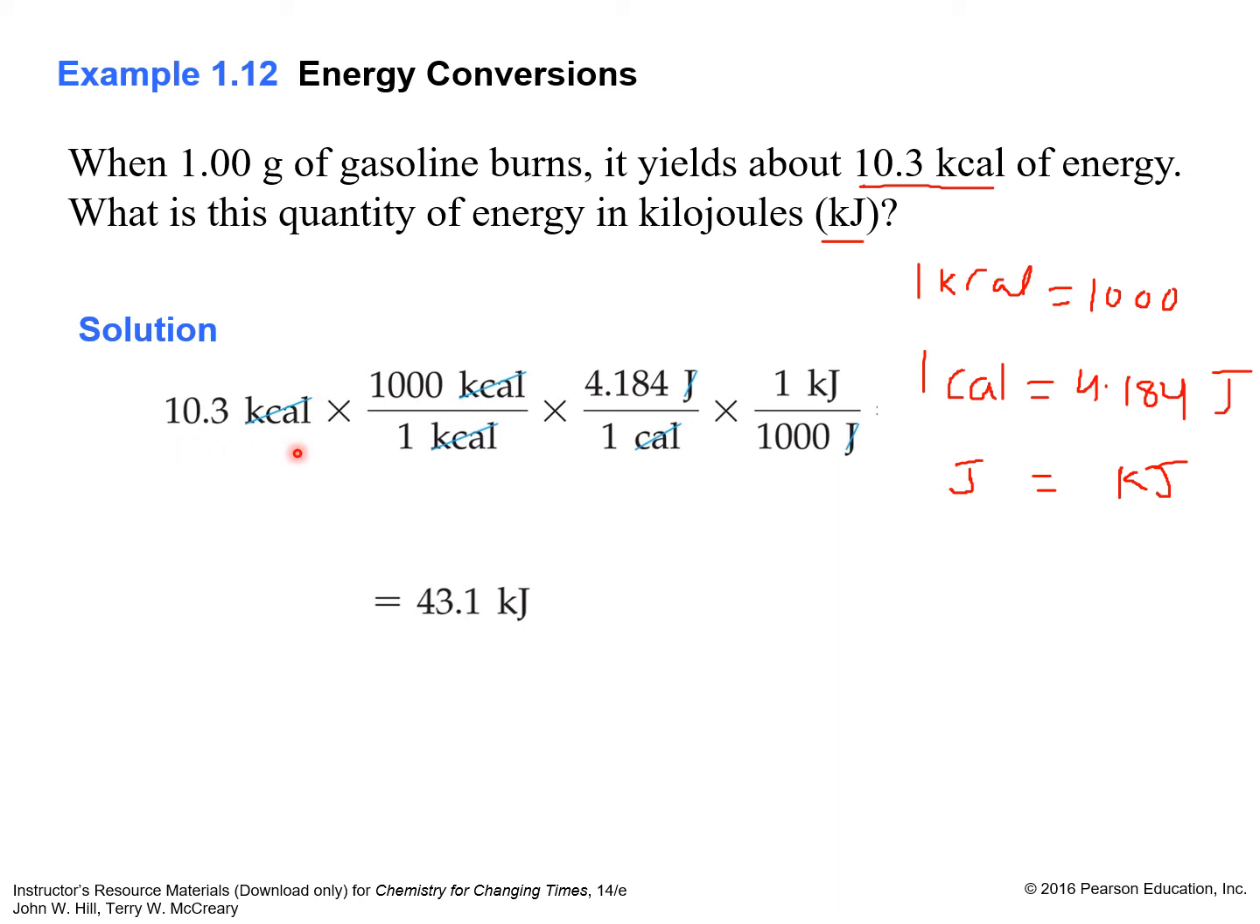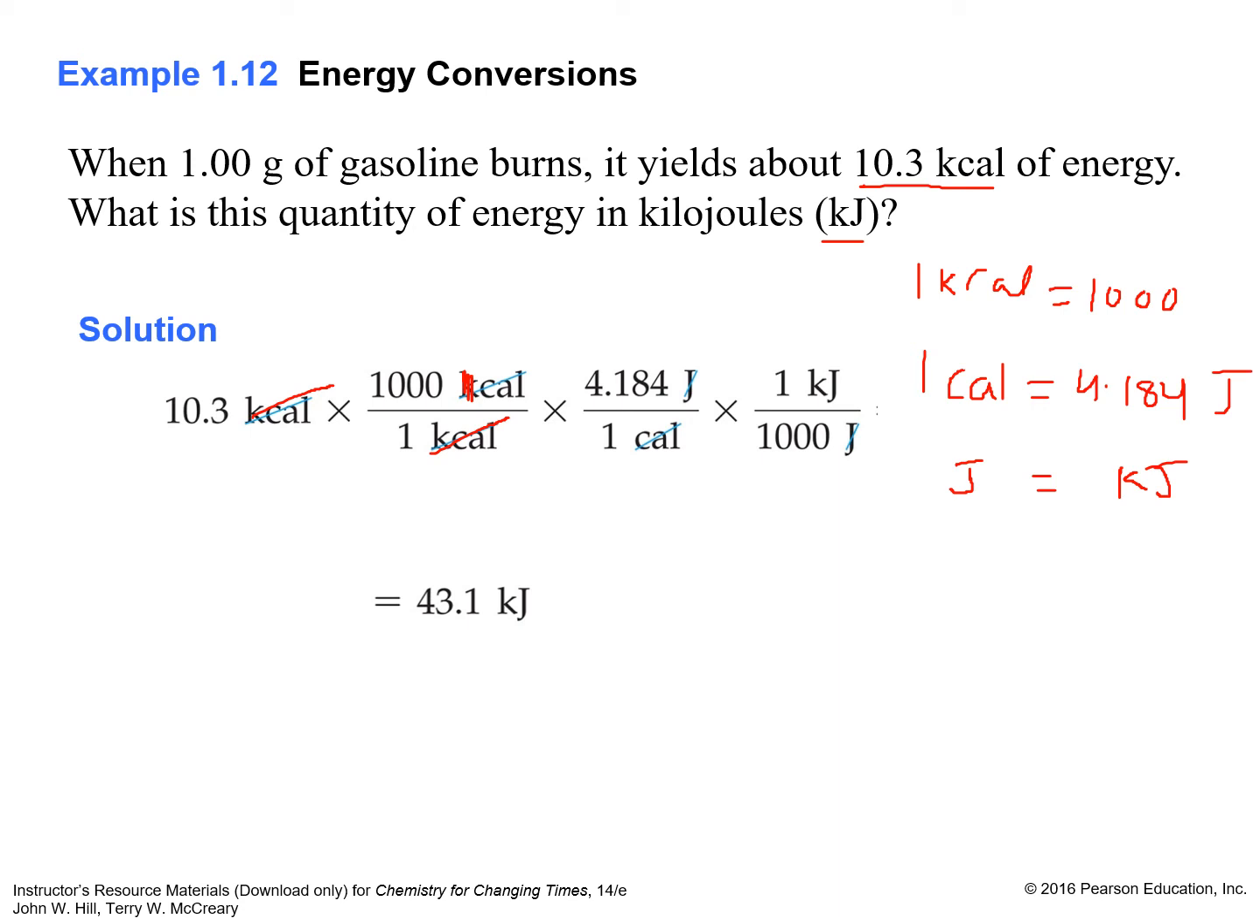So 10.3 kilocalories times, we know that 1 kilocalorie has 1000 calories. Actually, there is a typo here. It should be 1000 calories. So not kilocalories here, the K should be taken away. So one kilocalorie has 1000 calories, so that in this process, we cancel kilocalories and kilocalories.